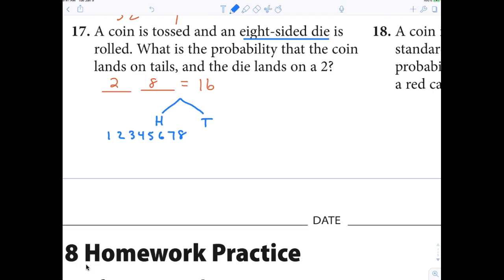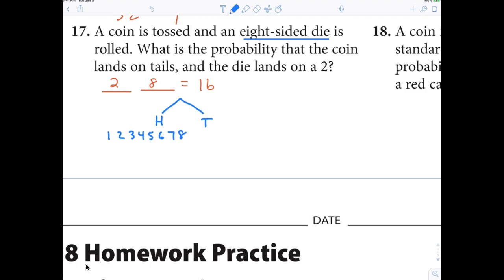So you can get a head and a what? A head and a 1. When you flip a coin, you can't get a head and a tail. Head and a 1, head and a 2. You understand my point now, right?